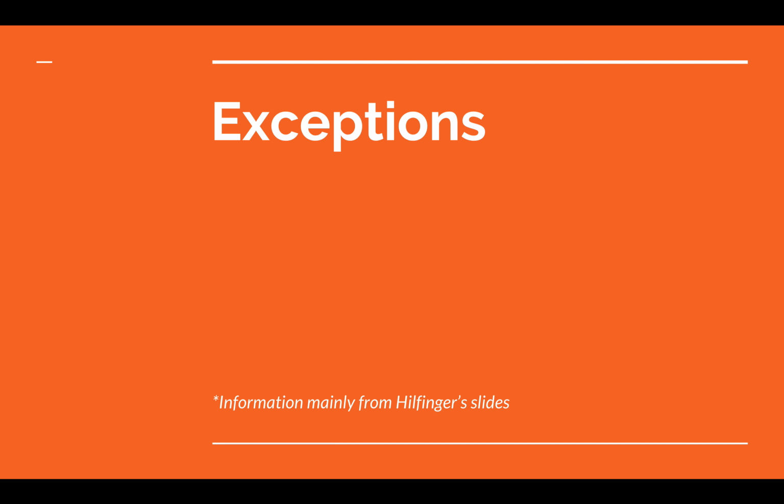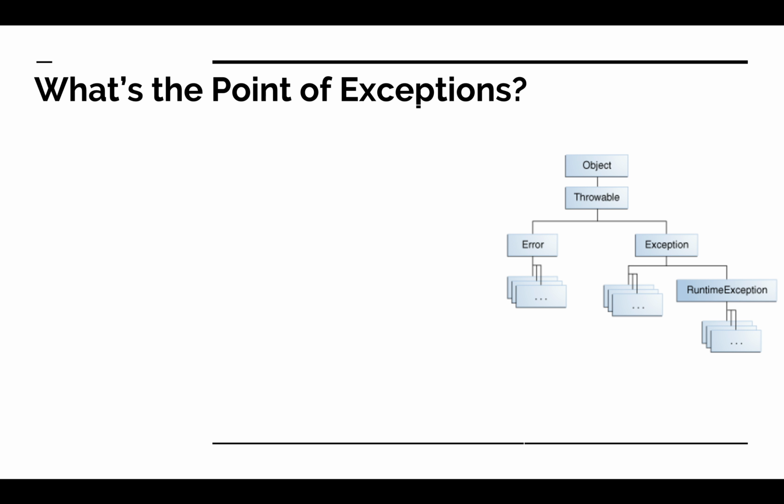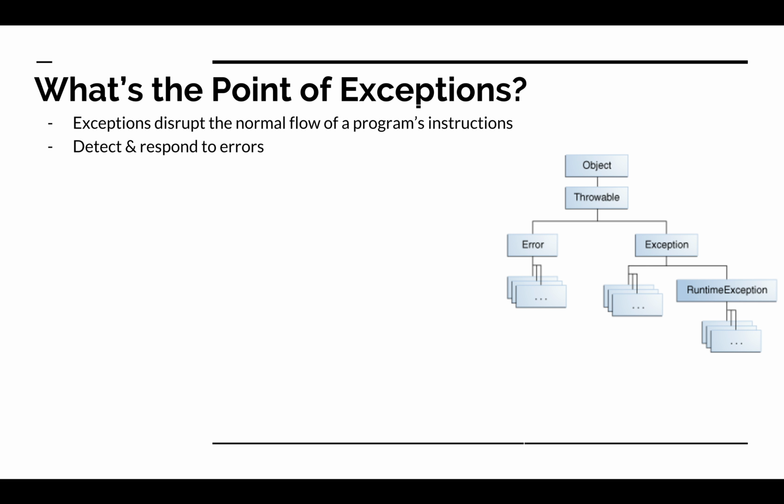So now we can cover exceptions. So what's the point of exceptions? Exceptions disrupt the normal flow of a program's instructions so that we can detect and respond to errors. This is important because we want our systems to fail gracefully and to fail securely. So we don't want someone to be able to put bad input, for example, into our function and not be able to handle it. If that happens, we want to be able to throw an exception, which disrupts the normal flow of a program's instructions.